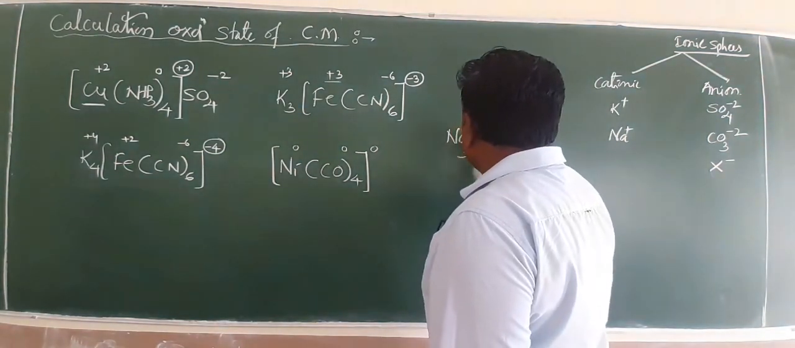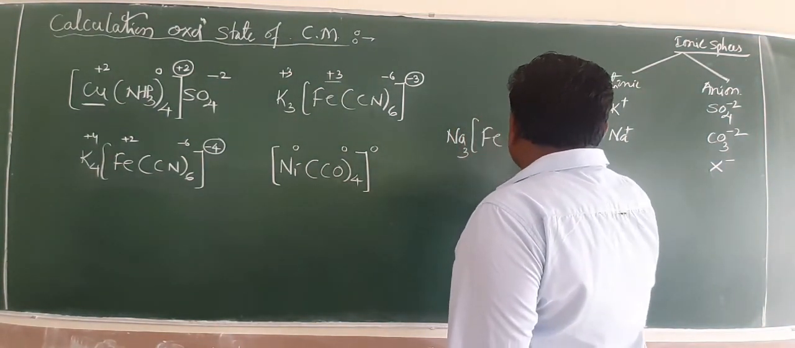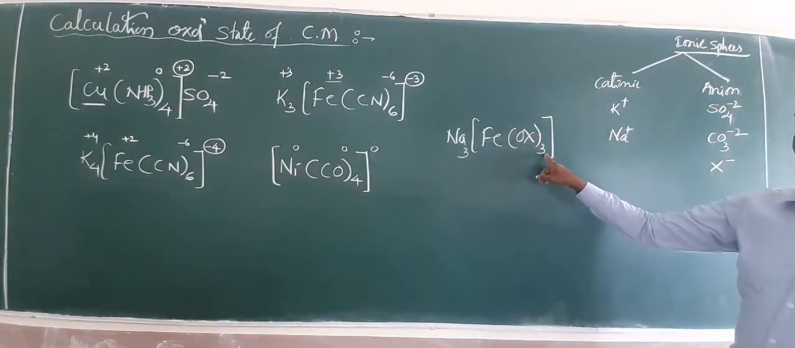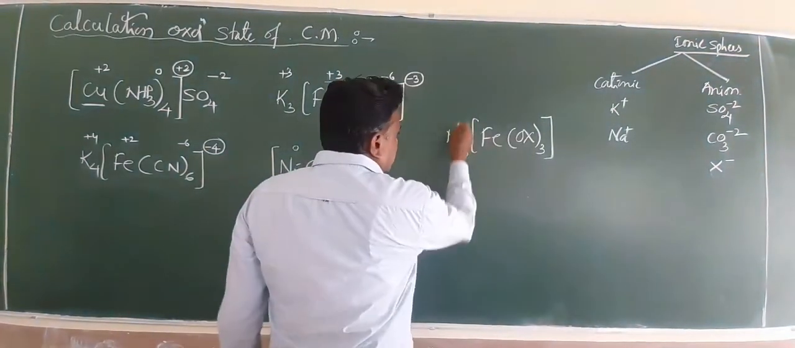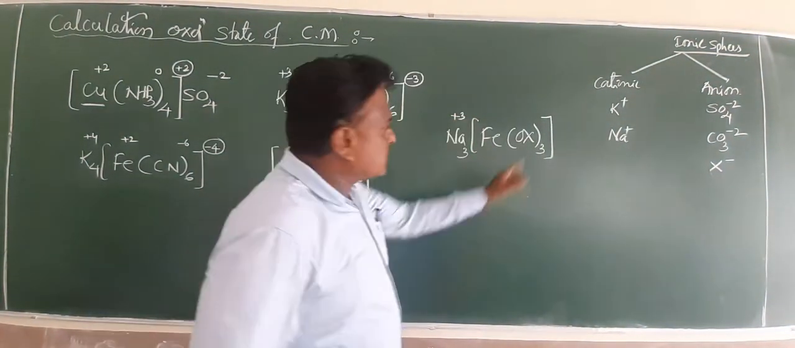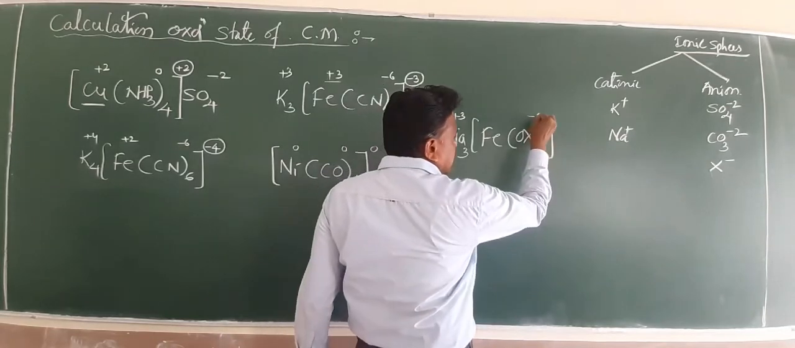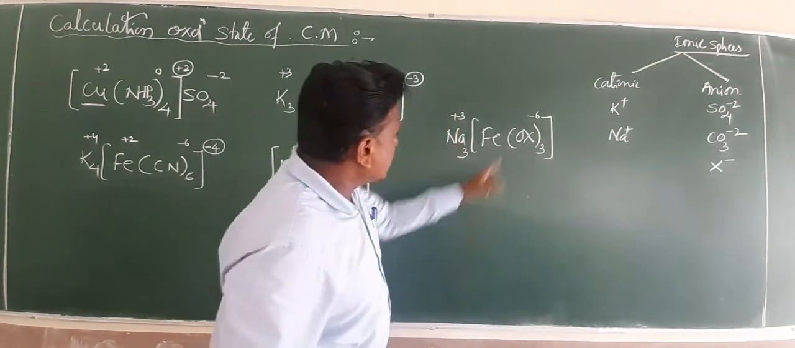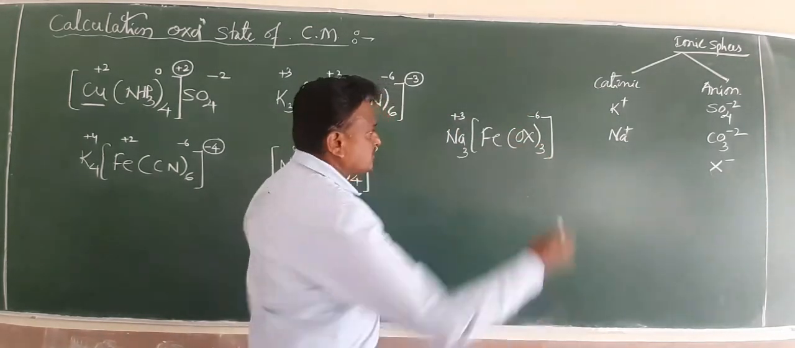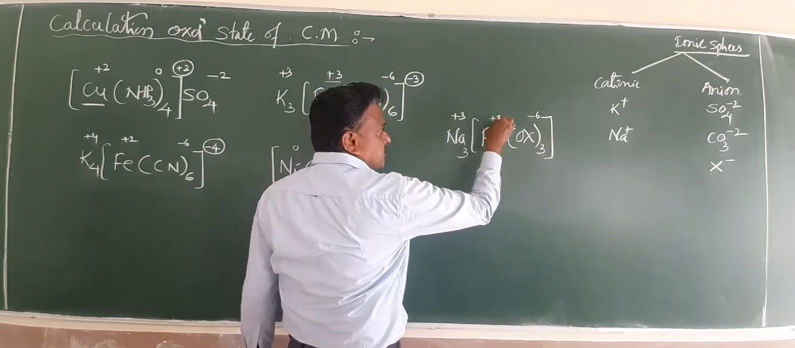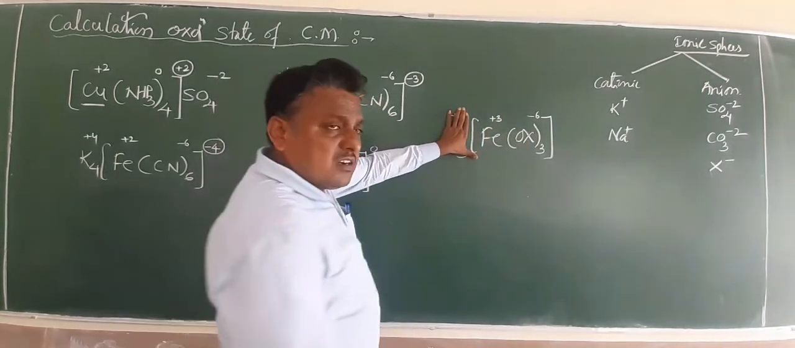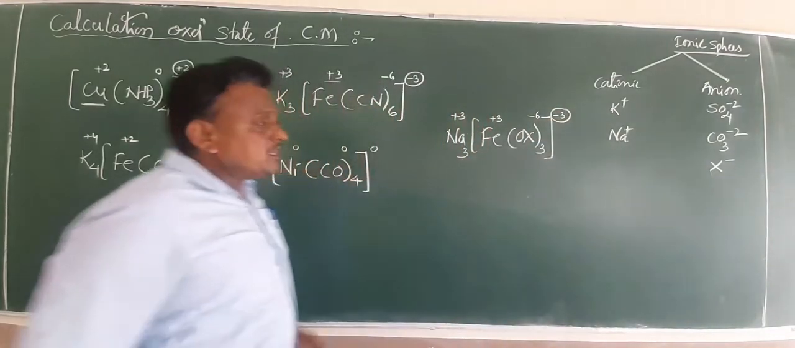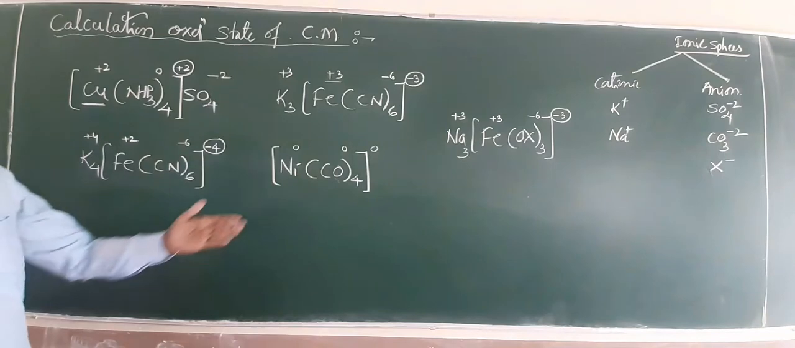Yes, I can use Na3[Fe(ox)3]. This is also one example. Ox means oxalato. Sodium is 3, automatically this is plus 3. Oxalate is a bidentate, each carries minus 2. Minus 2 into 3 becomes minus 6. The net charge of the complex is 0. That's why minus 6 plus 3, automatically iron is plus 3. This closes here, minus 3 and plus 3, the charge is minus 3. Can easily calculate this kind of example.